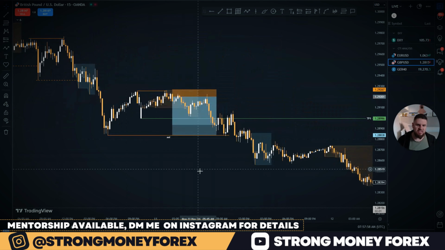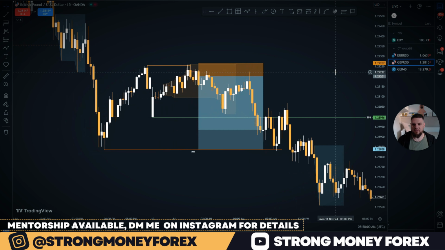This is the exact setup that we use in Strong Money Forex. It plays out really, really regularly. It's a really, really successful trading strategy. We're using those higher time frame momentums, medium time frame liquidity points, and then lower time frame entry models to get ourselves into better trades.